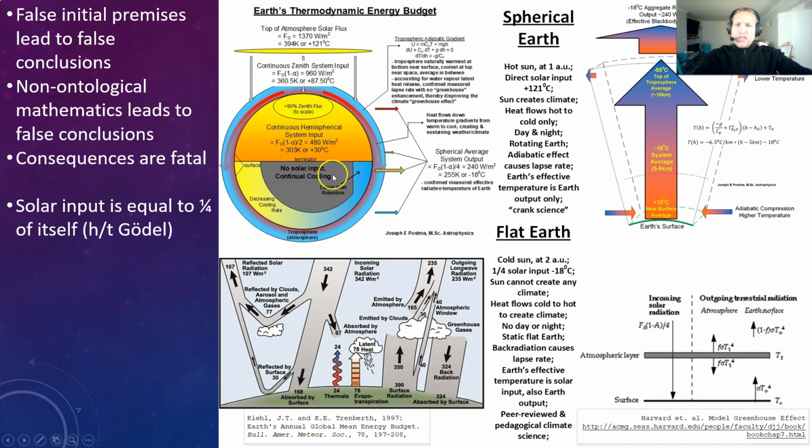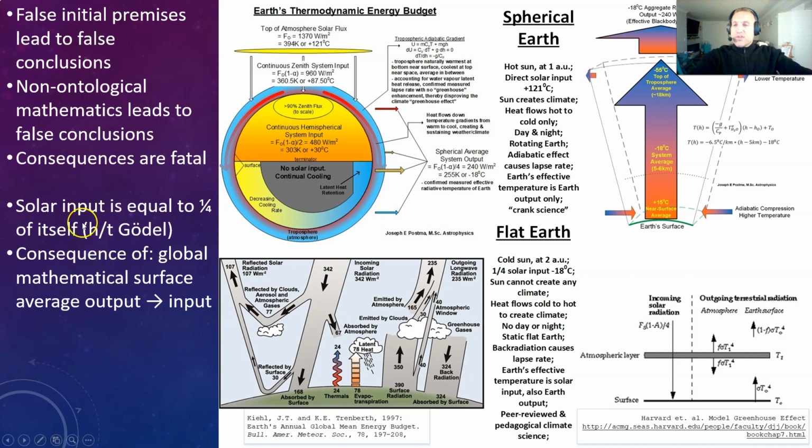Okay, so on my spherical Earth diagram, I have the solar input equal to the solar input. Now that's a consistent statement, right? That's a consistent and complete statement, right? It's tautological. The solar input is equal to the solar input. It's tautological, therefore it's true by default, right? Their statement for solar input is the solar input is equal to 1/4 of the solar input. That's not quite a complete statement, is it, right? But that is their initial premise. That is their initial premise from which they derive the greenhouse effect, right?